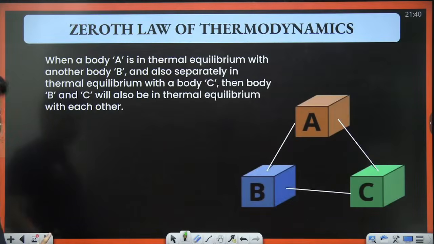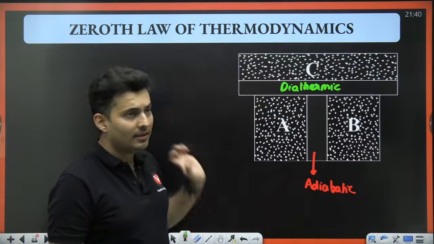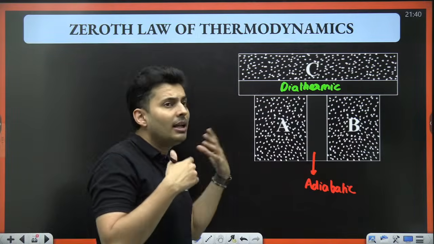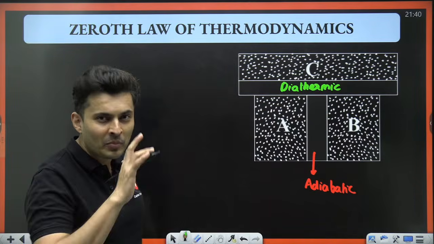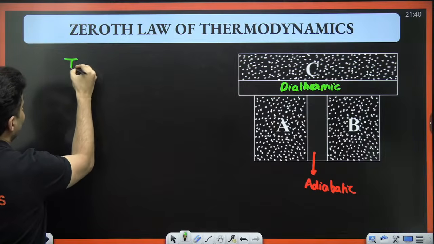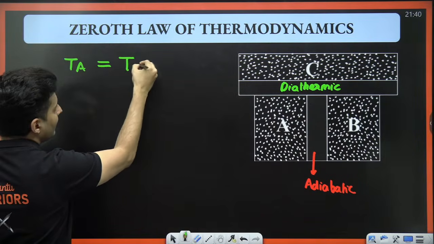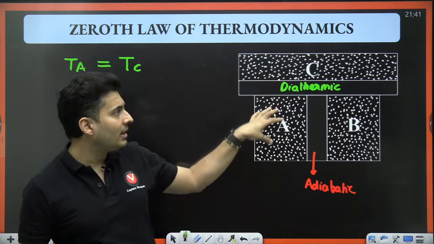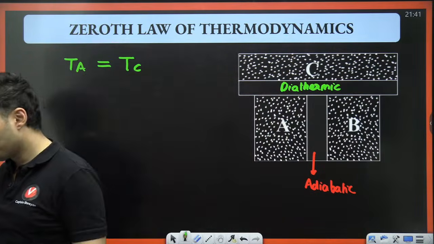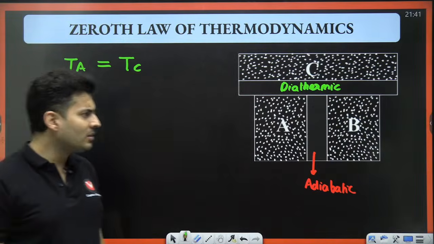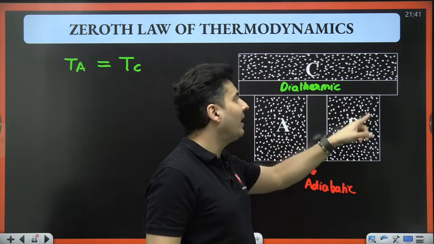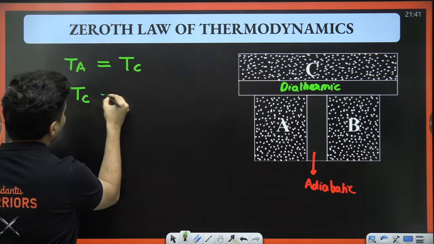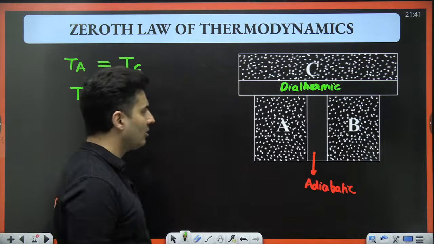So that's the reason why I am using a diathermic wall here, and the diathermic wall will ensure the heat transfer occurs. Till when will it occur? Till there is equilibrium. So after some time A and C might be in equilibrium. So can I say TA is equal to TC? The body A's temperature is equal to body C's temperature. Everyone with me? Similarly, body C and body B are in contact with each other. So eventually the temperature of C will be equal to the temperature of B, yes or no?